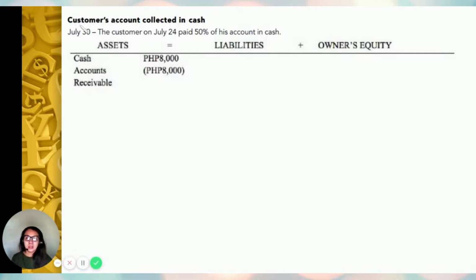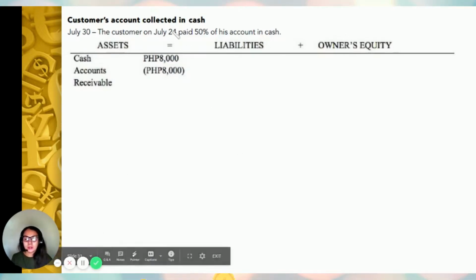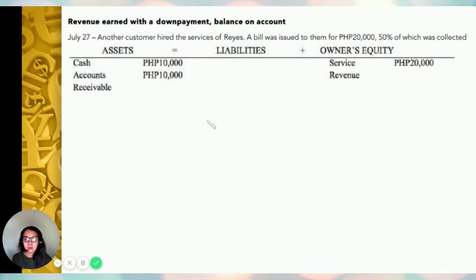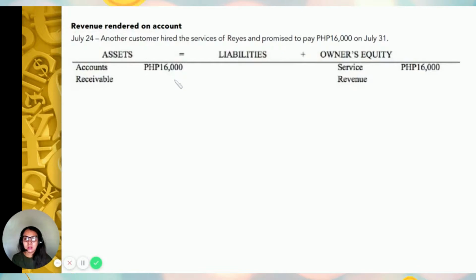Another transaction. Customer's account collected in cash. July 30. The customer on July 24th paid 50% of his account in cash. This time, you have to go back to July 24th. So let's see. There. Another customer hired the services of Reyes and promised to pay 16,000 on July 31st. So there was service rendered, but no cash was received, and that's why we had accounts receivable for 16,000.